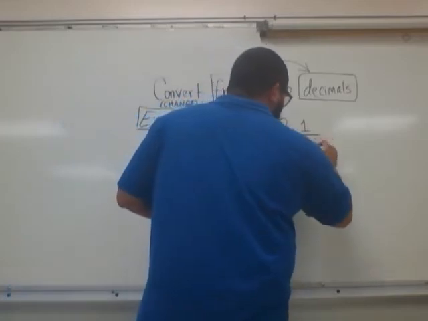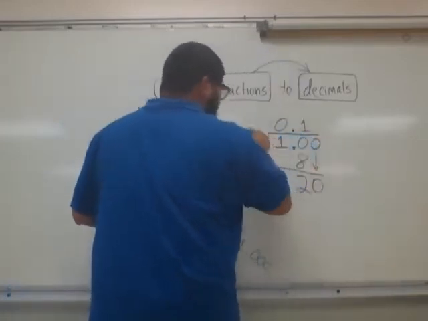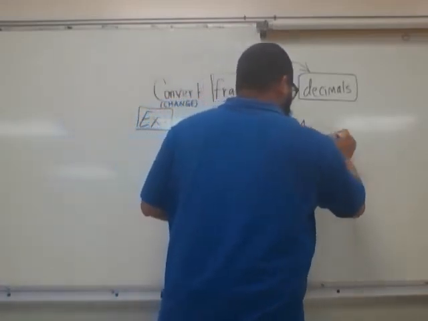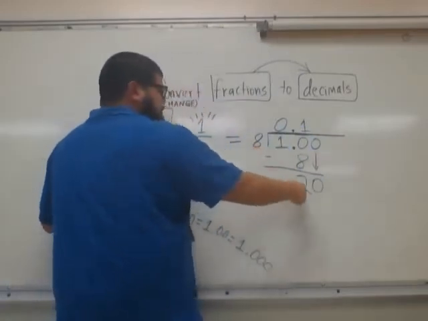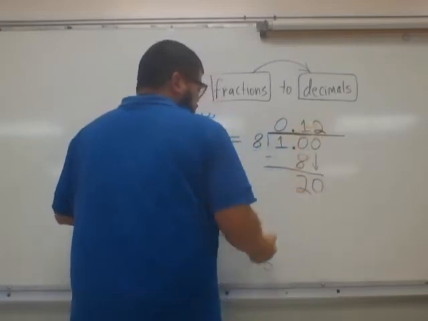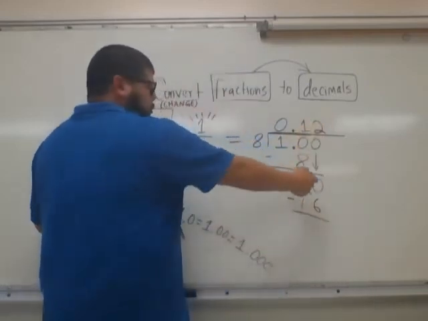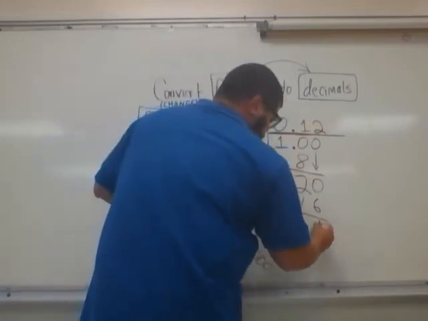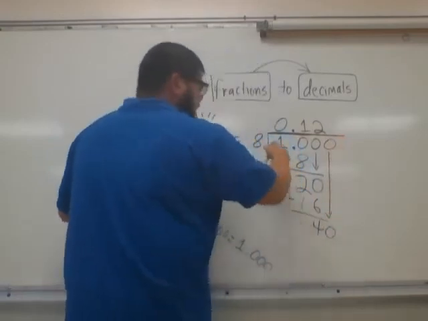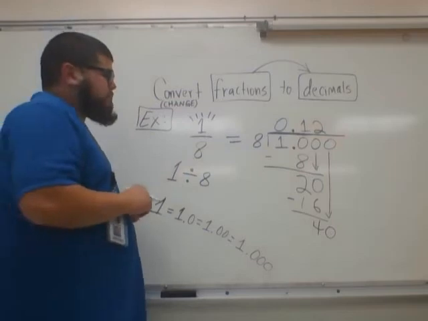So we actually have to add another 0, bring that down, and then we have to see how many times does 8 go into 20? 8 into 20 is 2 times. 8 times 2, we get 16. 20 minus 16, we get 4. Bring another 0 down. And remember, we haven't changed the value of 1. That's still 1 divided by 8.